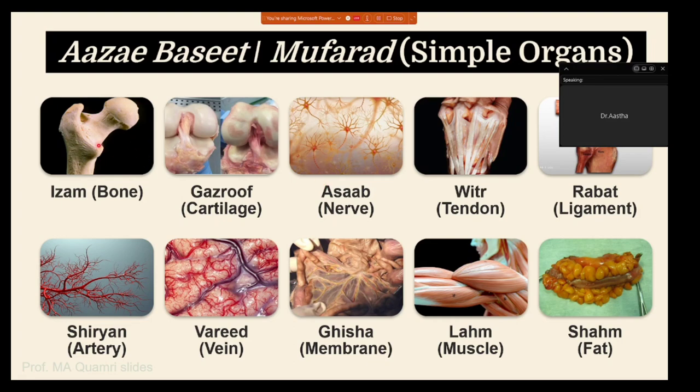That is bone, ghazruf is cartilage, asab is nerve, vitr is tendon, rabat is the ligament, shriyan is the artery, veins are the varid, ghishar is the membranes, laham is the muscle, and shahm is the fat. Most physicians believe these are the 10 simple organs. Beyond that, there are three other substances, like nail, hair and some other things. So, to the best of Unani people's understanding, apart from these 10, three more simple organs are there.